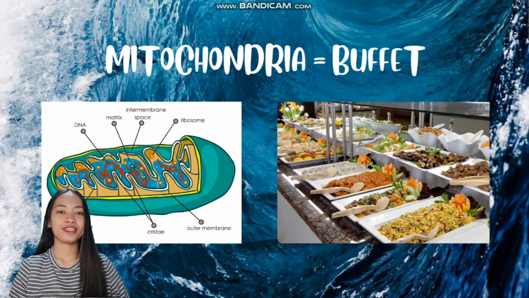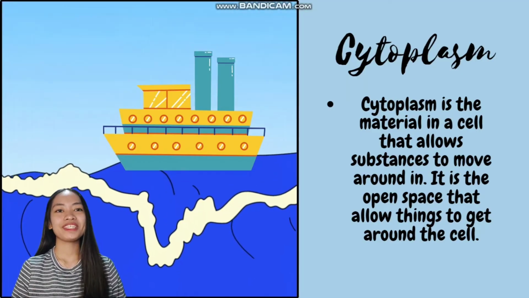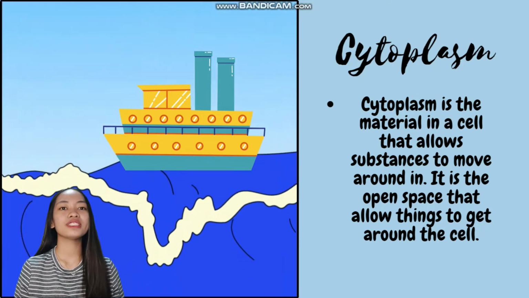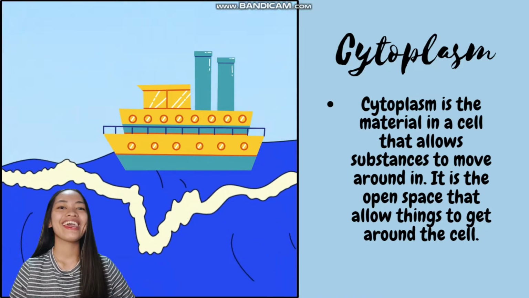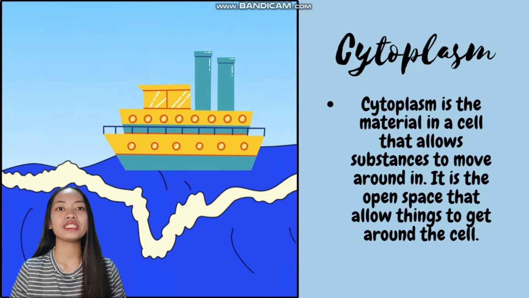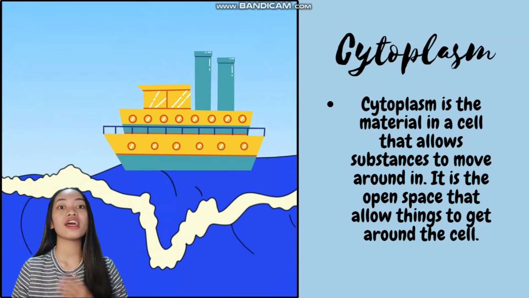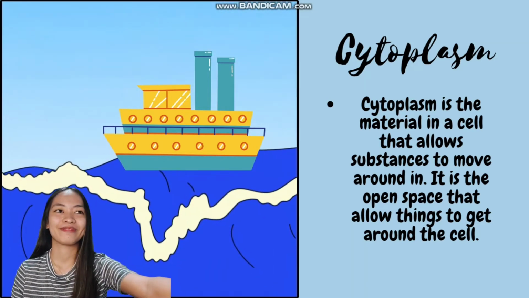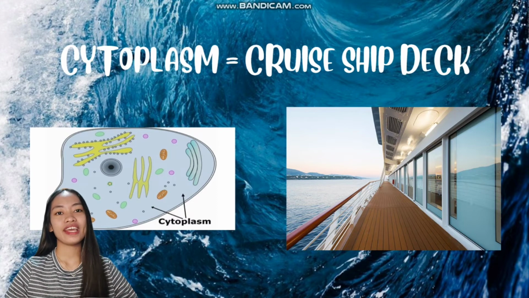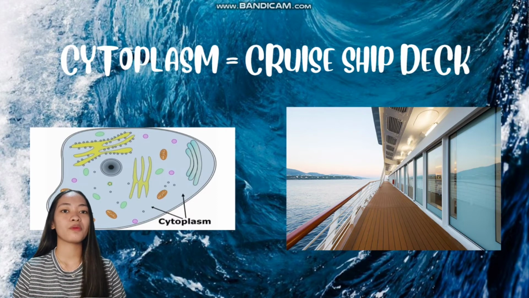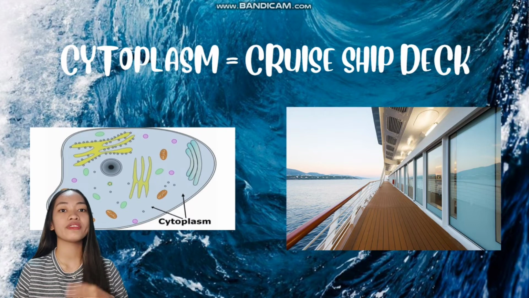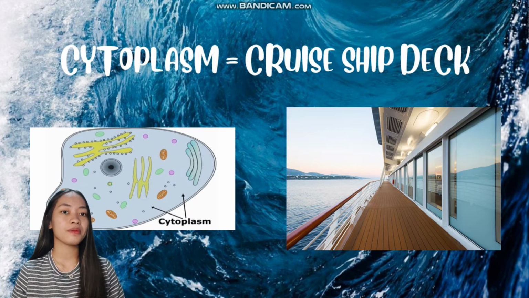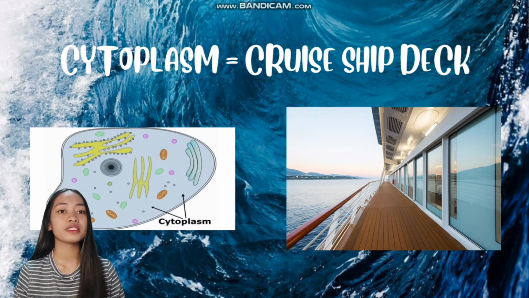Next is cytoplasm. Cytoplasm is the material in a cell that allows substances to move around in it. It is the open space that allows things to get around the cell. There are different decks combined just like the cytoplasm, which connects the compartments of the ship into places that people can walk in, like the cytoplasm in a cell, since it allows substances to move around in it.